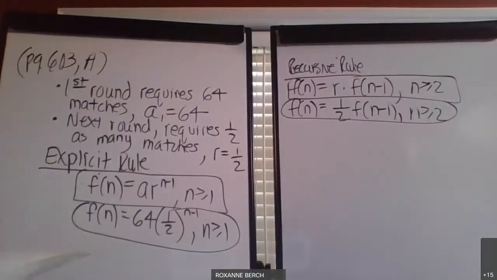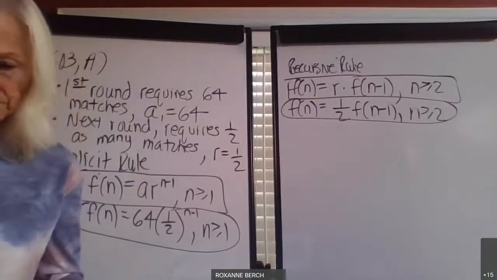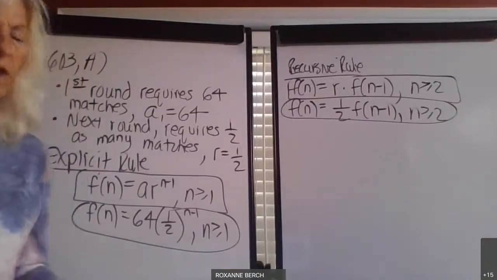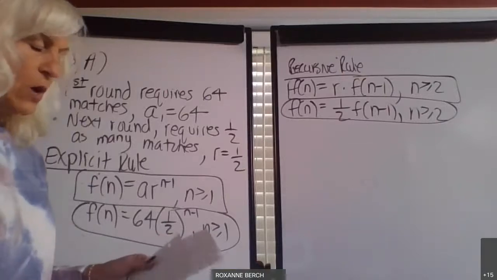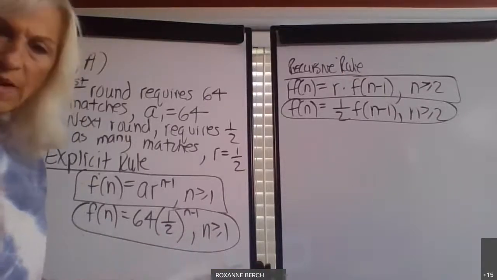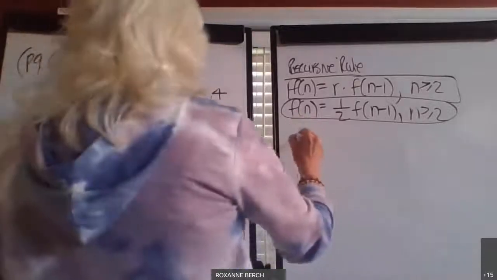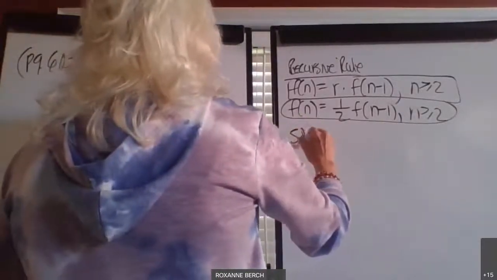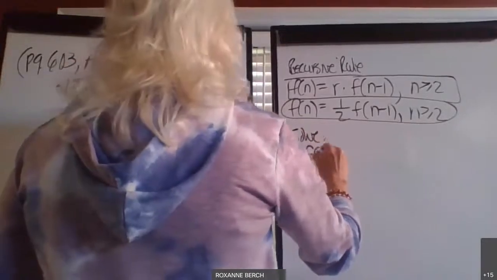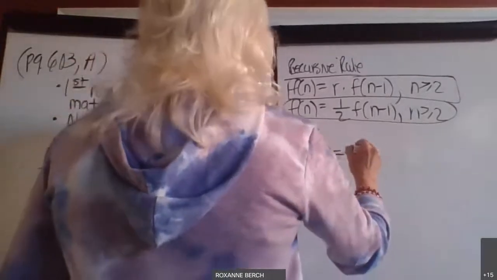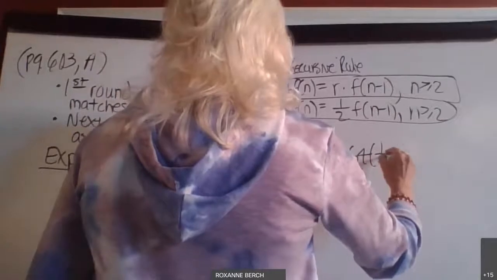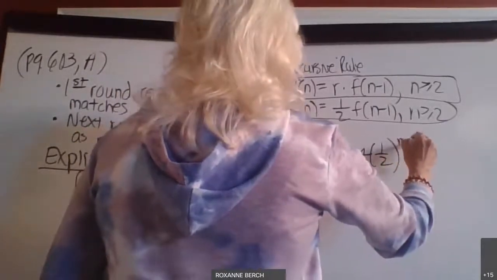Okay, so how do we solve this? Well, let's think about this for a second. Don't we want to get down to the final round, which would be one match? So let me write down the rule. f of n is equal to 64 times 1/2 to the n minus 1.